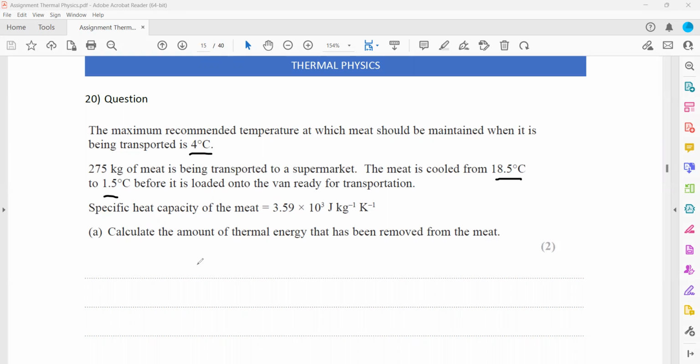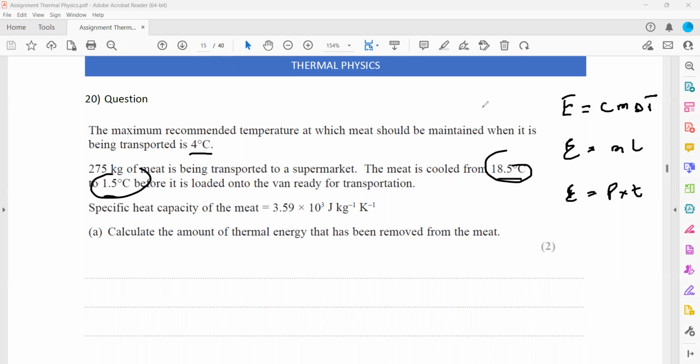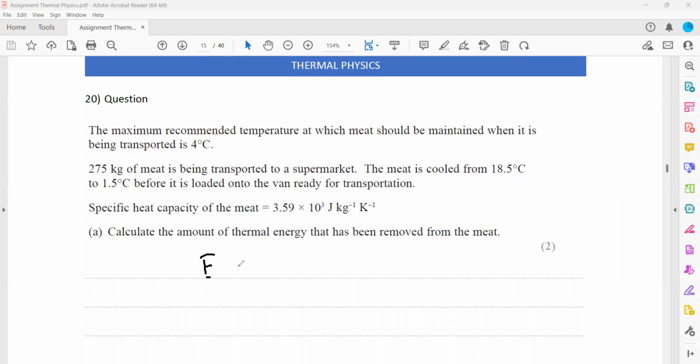Whenever there is a change in temperature, there are three formulas of energy which we use. If there is a change in temperature, E equals c m delta T. If there is a change in state, E equals m times L, the latent heat. And if we use an electrical heater, that is power times time. In this question, there is a change in temperature, that's why we'll use the first formula. So E equals the specific heat times the mass times the temperature change, delta theta.